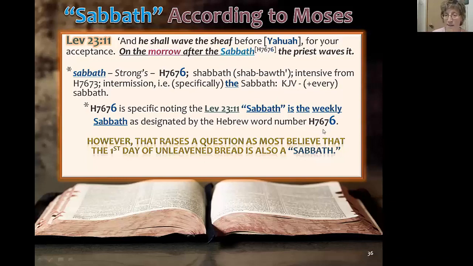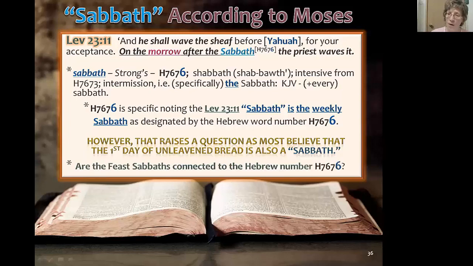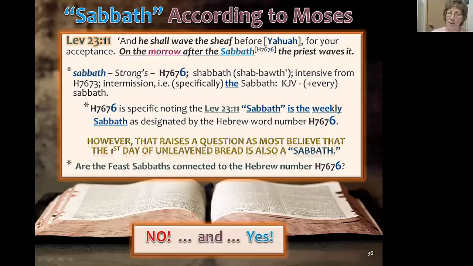However, that's going to raise a question, as most believe that the first day of unleavened bread is also a Sabbath. So here is a question. Are the feast Sabbaths connected to this Hebrew number 7676? And you have to go and look it up. And here's the answer. No and yes. The feast Sabbaths, there are some that are connected to 7676. Well, what are they? Let's go find out.